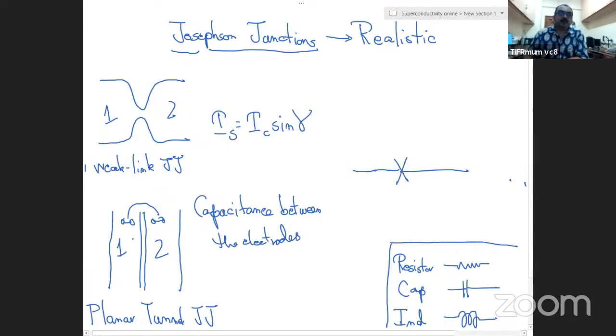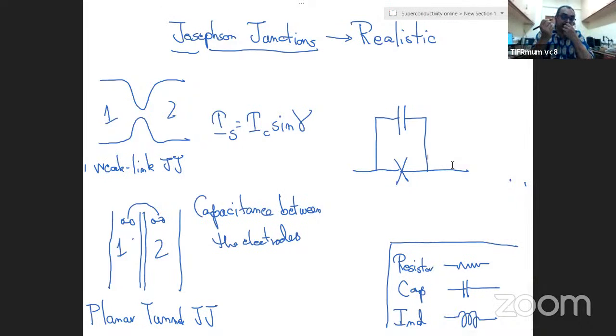So therefore, any realistic Josephson junction will have a parallel capacitance. Now that is not all. You will also always have a resistance in the junction. The resistance in the junction will of course come into play only when you apply a current which is larger than the critical current. If you are lower than the critical current, then the resistance does not come into play.